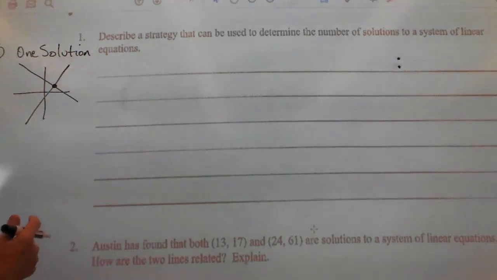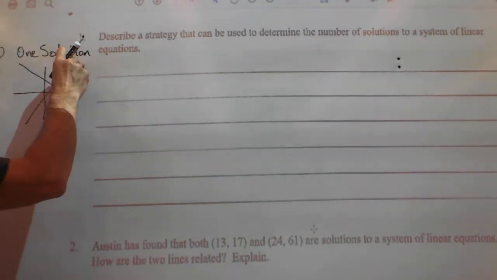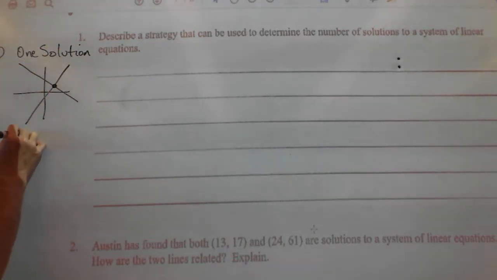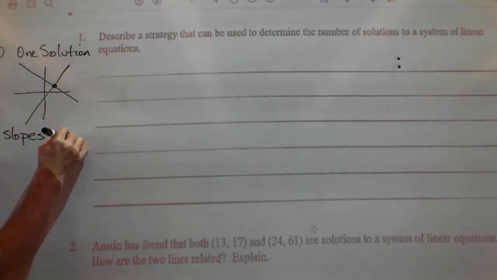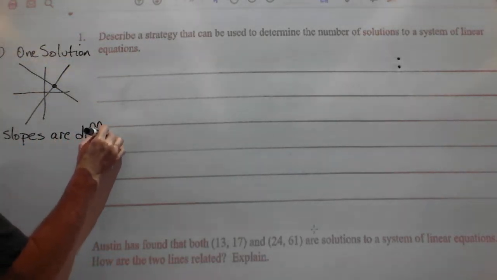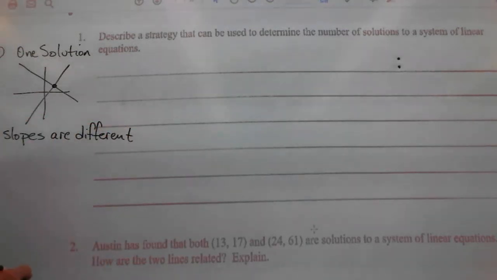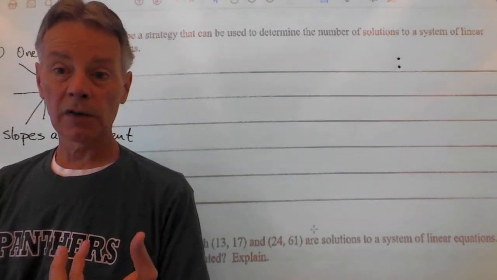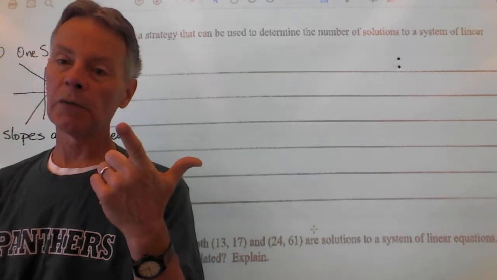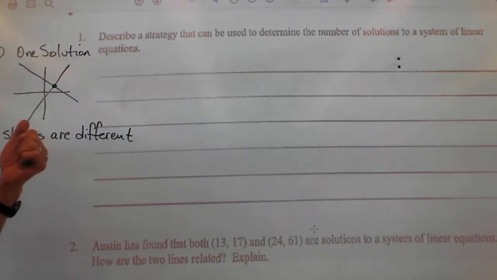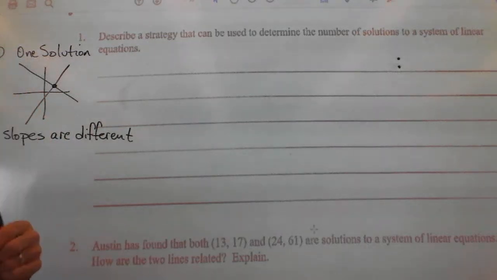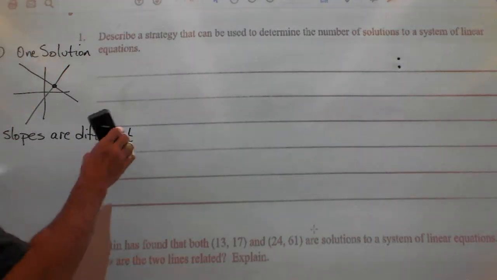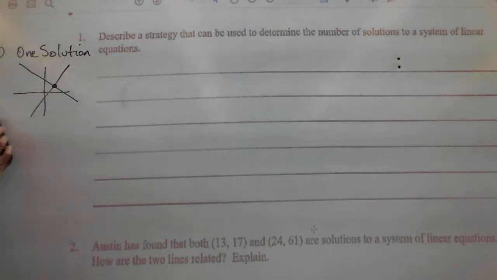Okay? And if you have one solution, what can you say about the slopes of these 2 lines? Slopes are different. So, if you look at 2 equations and they're in a form that makes checking the slope easy, like slope point form or slope intercept form, then if the slopes are different, you know there will only be one solution, there will only be one point where they intersect. Okay? So that's one solution.